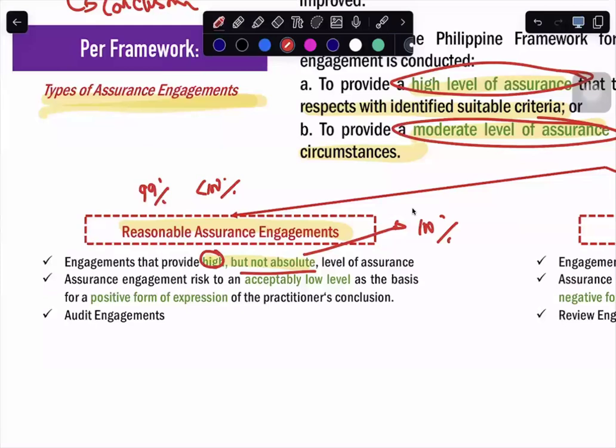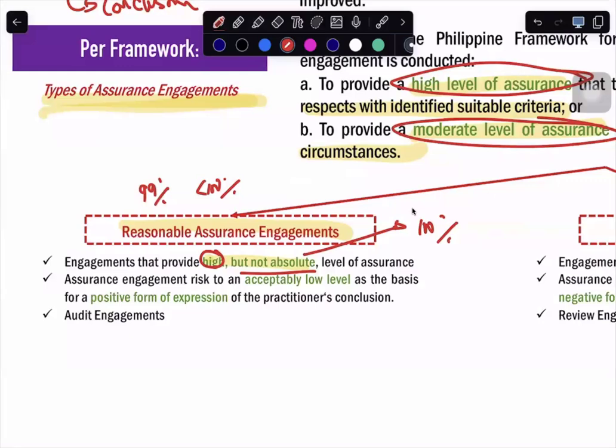It is less than 100% because generally, we assume that there is an audit risk. We assume that in our audit, we cannot test everything. There's no 100% testing. That's why you always say that audit evidence is persuasive rather than conclusive.